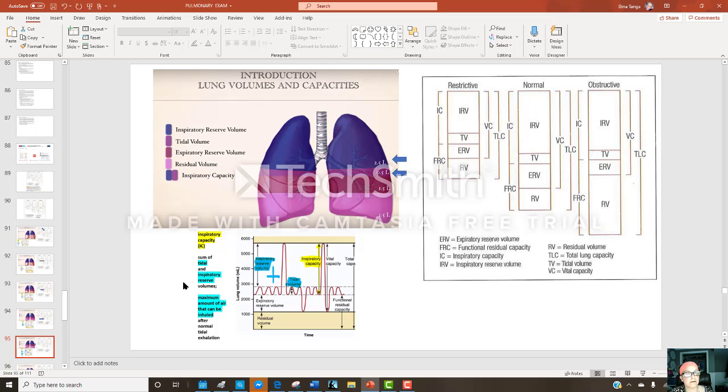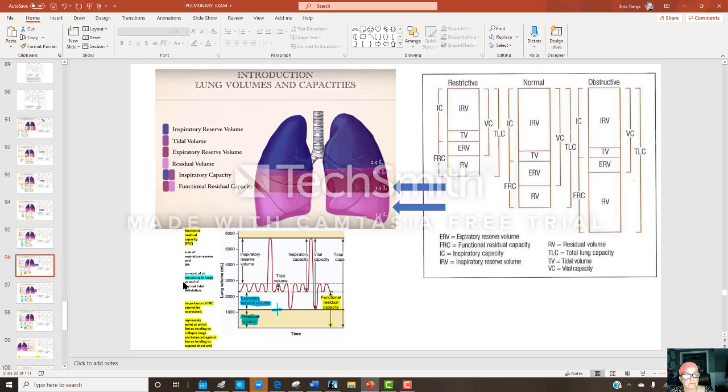So those were your volumes, and now your capacities are two or more of those volumes added together. So inspiratory capacity, the sum of the tidal and the inspiratory reserve volumes, which is the maximum amount of air that can be inhaled after normal tidal exhalation. And then you have your functional residual capacity, which are the bottom two: the expiratory reserve volume and the residual volume.